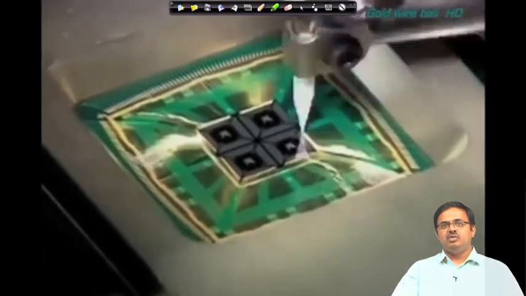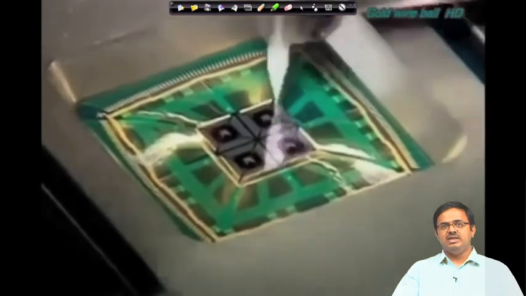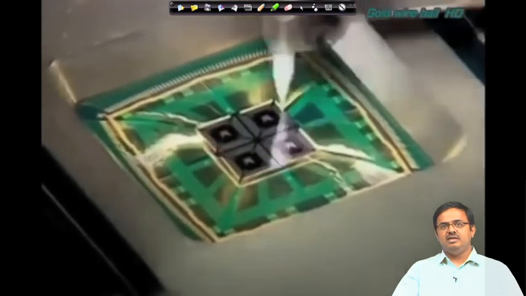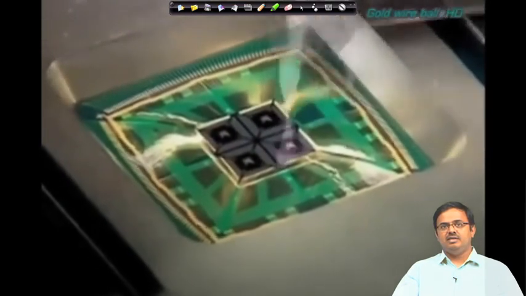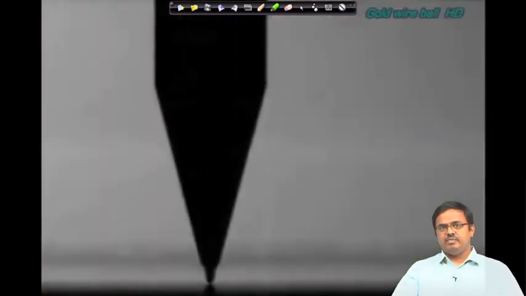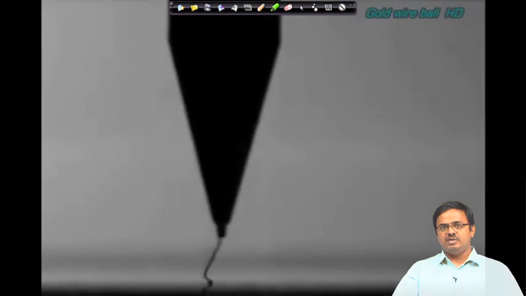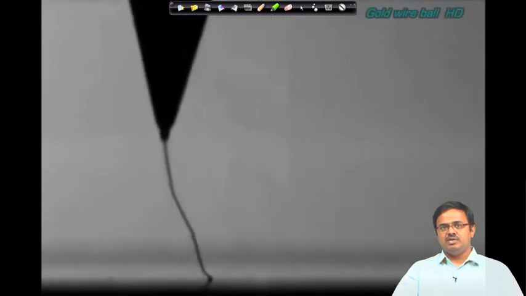And you see how this is happening. The gold wires can be seen. An extremely fast process. Now, in slow motion, see what happens. This is that capillary.